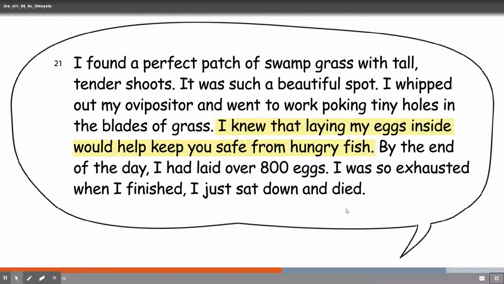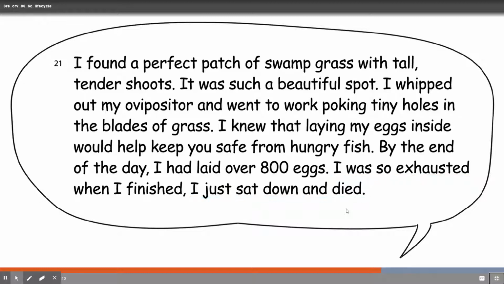Smart, huh? Next phrase gives us a clue about how long Dahlia's mother had been busy working. All day. We don't know what time she started, but it could have been all day. And I was surprised to see how many eggs she laid. Over 800 eggs. That's enough to make anyone tired. She was exhausted. What was the other result of laying so many eggs? Well, it said she sat down and died. She actually died? Some animals and insects do die after giving birth. Dragonfly may be one of them.